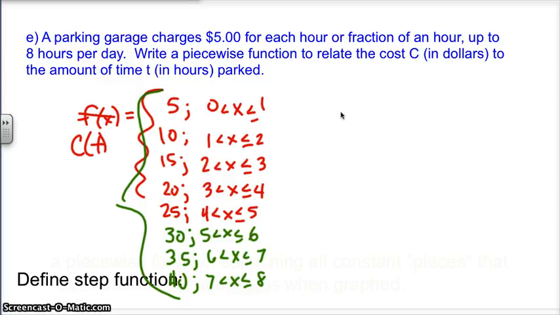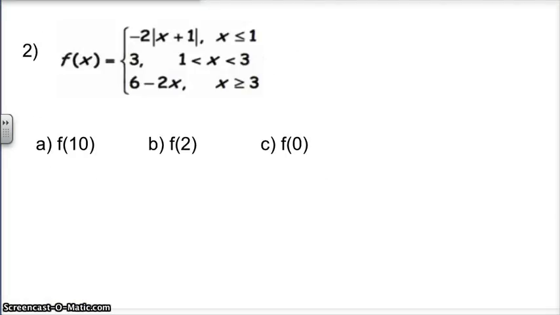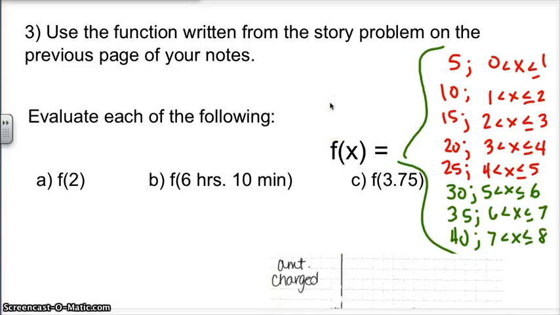that it's a $5 cost anywhere from 0 to 1 hours. It's a $10 cost from 1 to 2 hours, $15 for 2 to 3 hours, and so on and so forth. The purpose of today's lesson is to evaluate this function. I've copy and pasted this function from the previous day, and now we need to evaluate it.